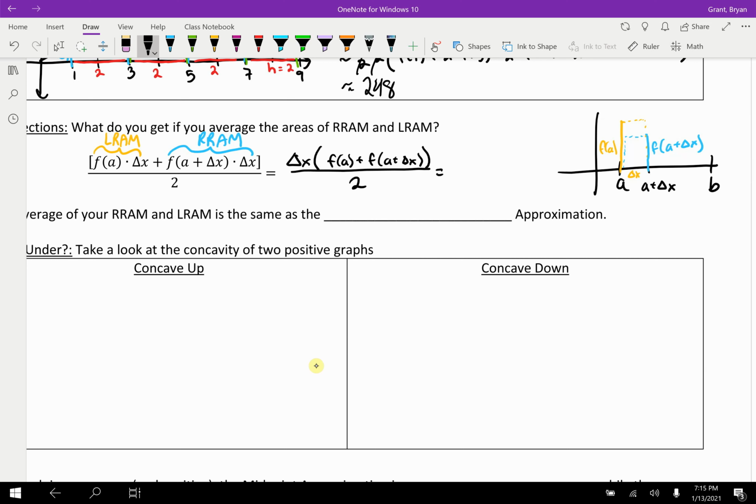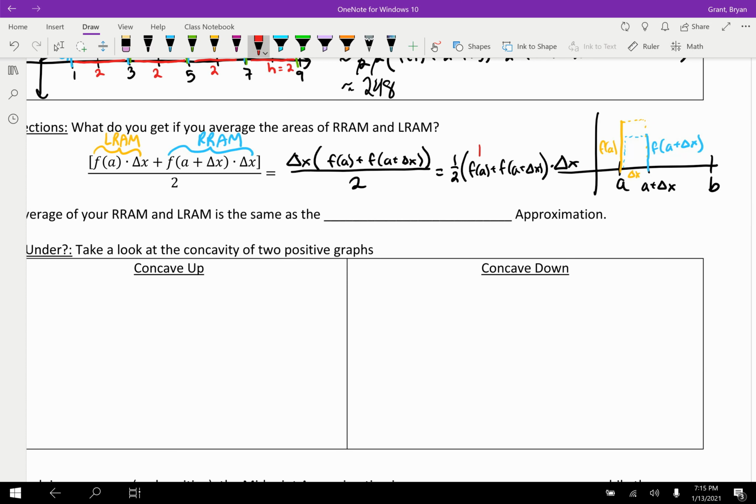Or maybe rewriting this once more, couldn't we treat this as 1/2 times f of a plus f of a plus delta x, all of this times delta x? And then if we gave these different names, delta x kind of looks like a base here, but what have we seen before? When we add the 2 heights together and divide by 2, that's like the average of the heights, and then multiply by the base.